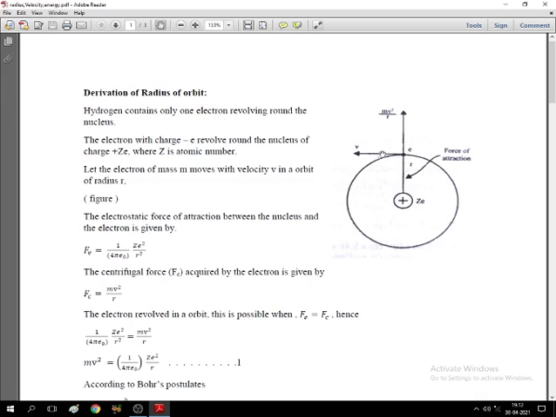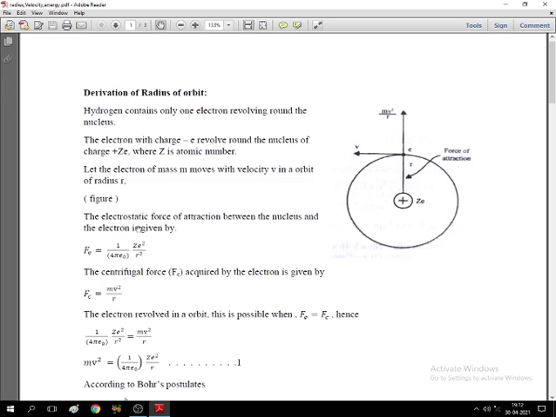Now this electron when it revolves around the nucleus, it will experience two types of force. One is the force of attraction, that is the electrostatic force of attraction between the negative charge, the electron, and the positive charge, the nucleus. And there is a force which tries to move that electron away from the nucleus. It is called a centrifugal force. Now this is the centrifugal force, this is the electrostatic force. It is also called a centripetal force.